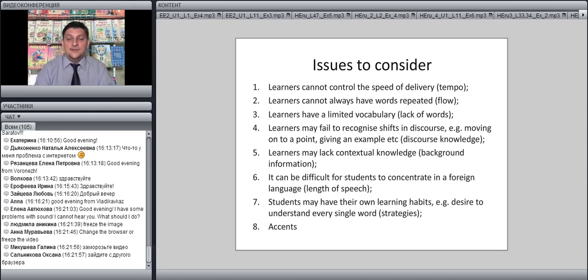So basically, if you look at the list of these issues, you will see that when we attempt to teach listening, we need to teach not only skills, but there are so many things we need to consider, and this can also become the content of teaching.